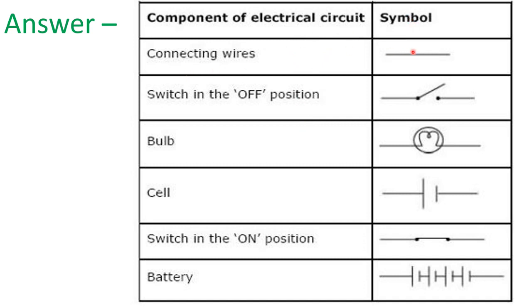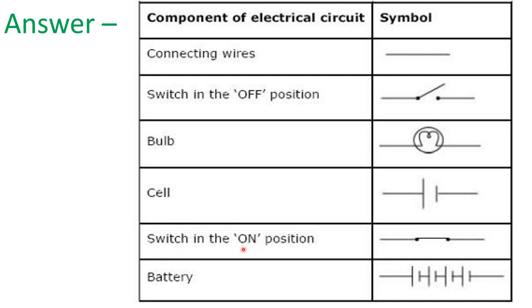Connecting wires. Switch in off position. You can pay attention, the key is not connected. There is a gap. So this switch is in off position. Next is bulb. Then cell. We all know that a cell has two terminals, a positive terminal and a negative terminal.